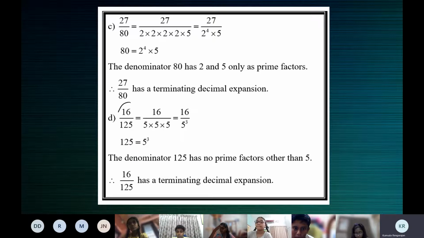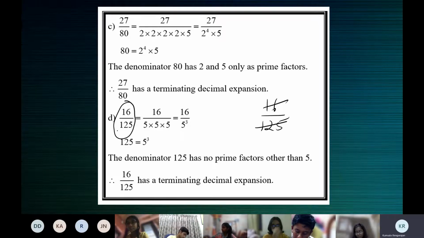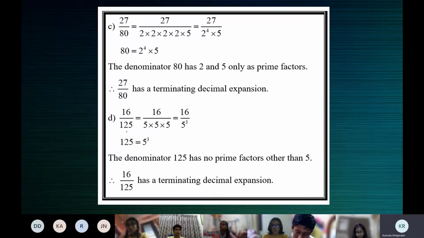And finally, 16 by 125. It is already in the simplest form. If you try to cancel, you cannot cancel any further. So take up the denominator, 125.